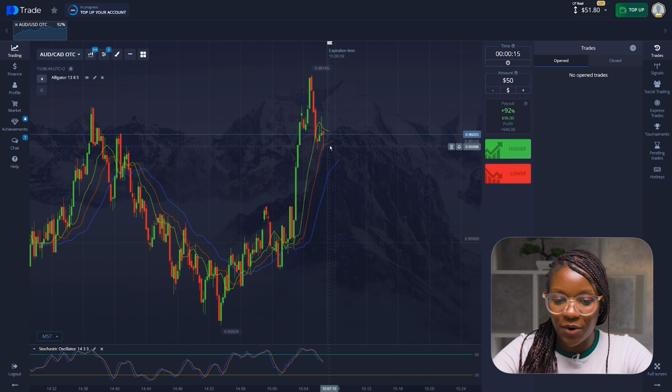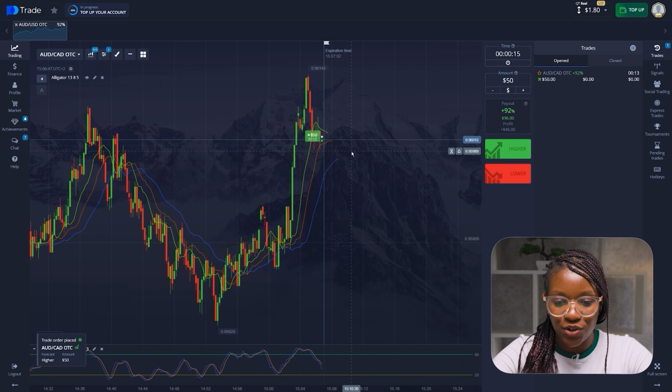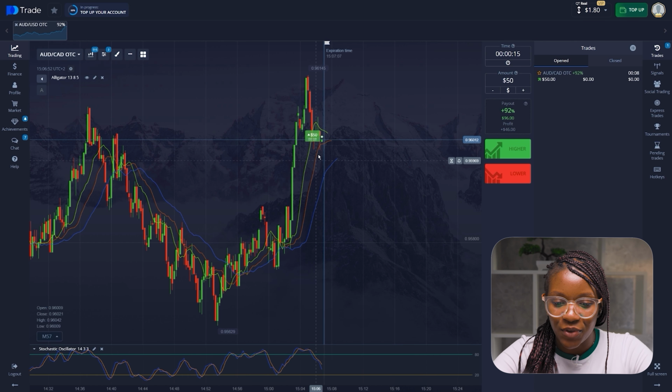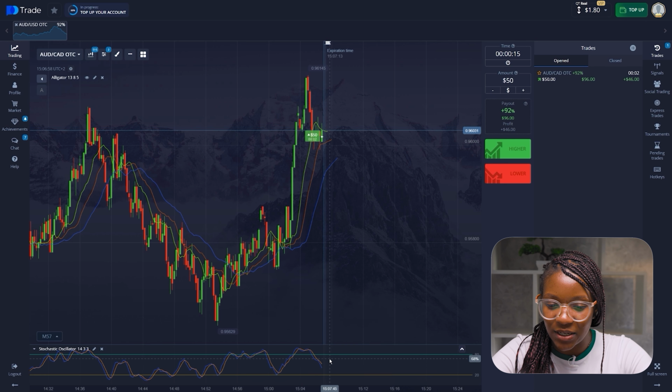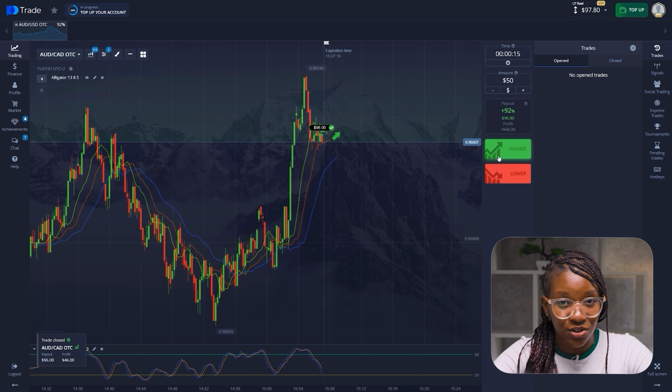Well, here we see a reaction from this level. So in this very situation, we go long from the alligator level. We also have the stochastic oscillator at a level below 80, which means that we can consider a long position, making a profit. Let's move on to the next chart.